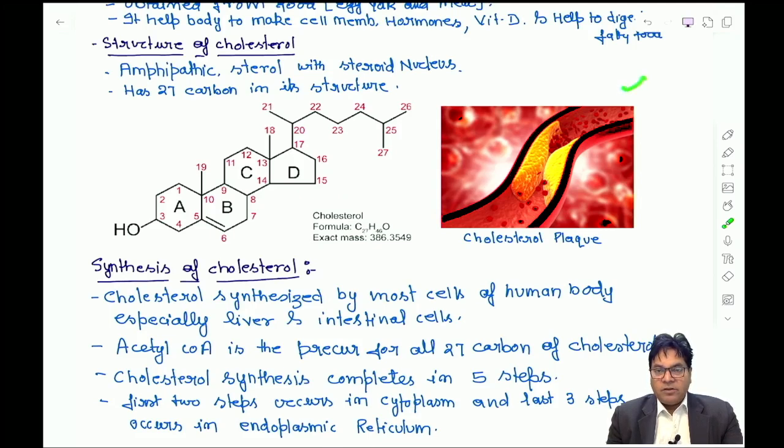And if you see this diagram on the right side, it is an animated version of cholesterol plaques which develop in the blood vessels. If such plaques develop in the heart vessels, then there are chances of cardiovascular arrest.